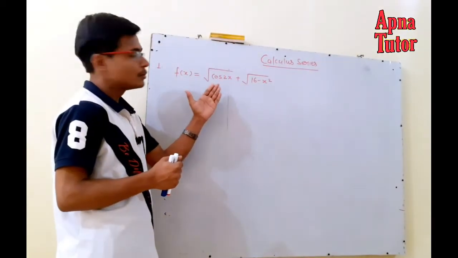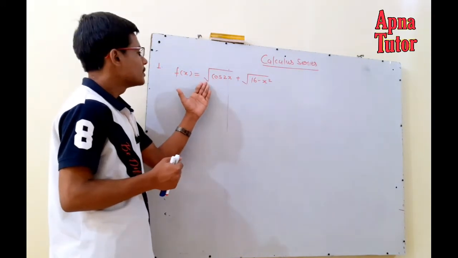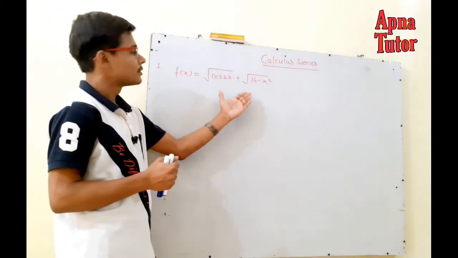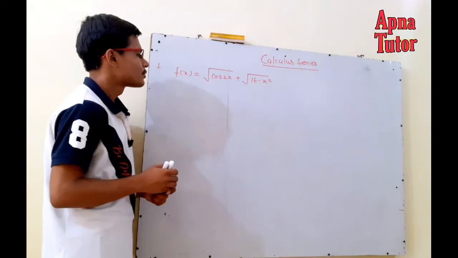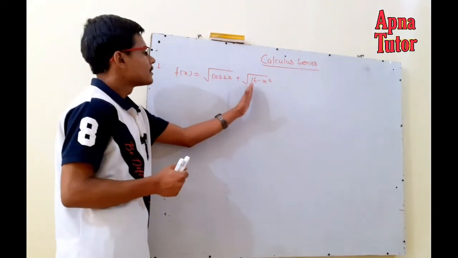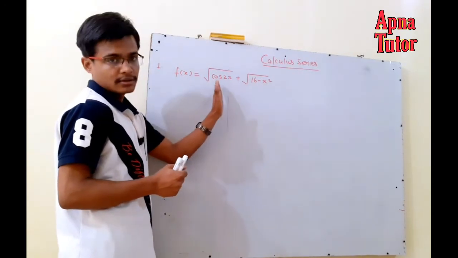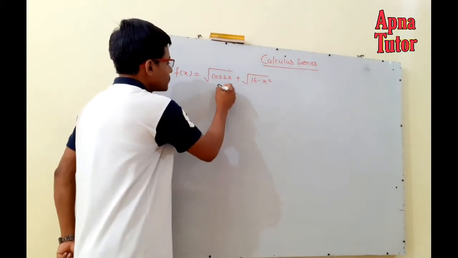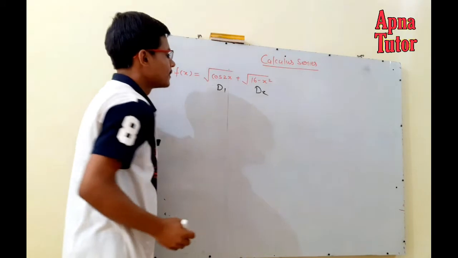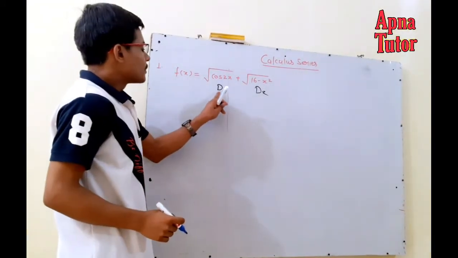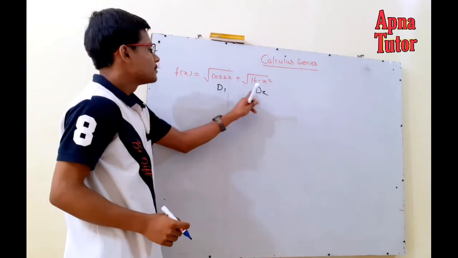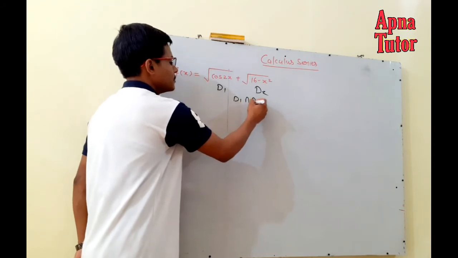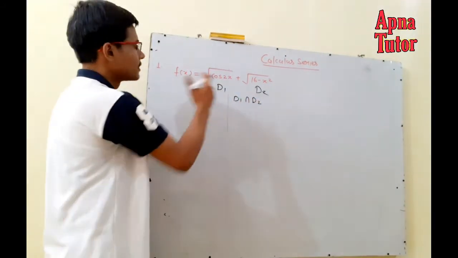So what you need to do in this type of problem, when you have a combination of two or more different functions: first you have to find the domain of each function individually. Let us suppose the domains are d1 and d2. After finding the domain of these functions individually, you can take the intersection, d1 intersection d2. This will be the resultant domain of this function.